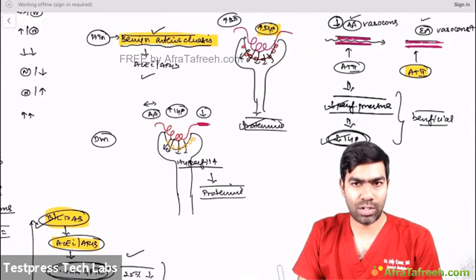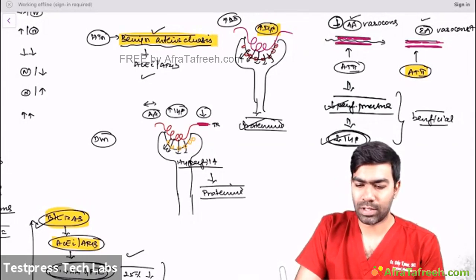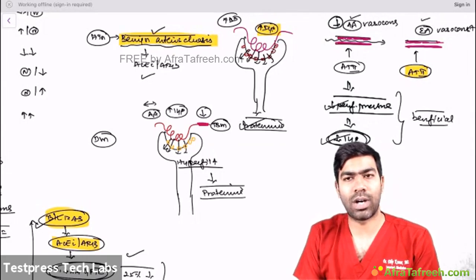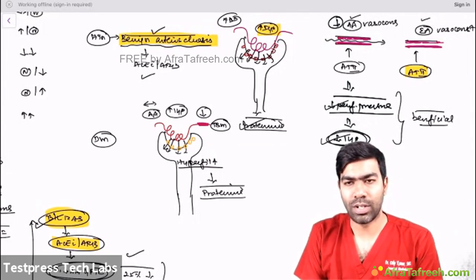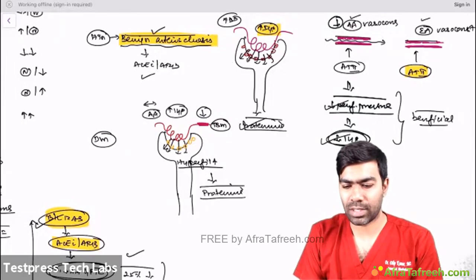Here it is not arteriosclerosis. Here it's only TBM. The thickening here is not due to arteriosclerosis. Here the thickening is due to thickened basement membrane in the efferent arteriole.